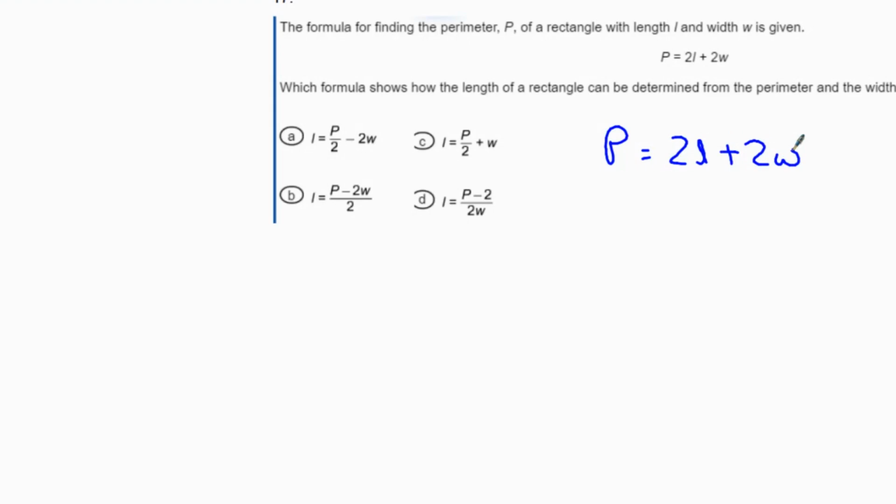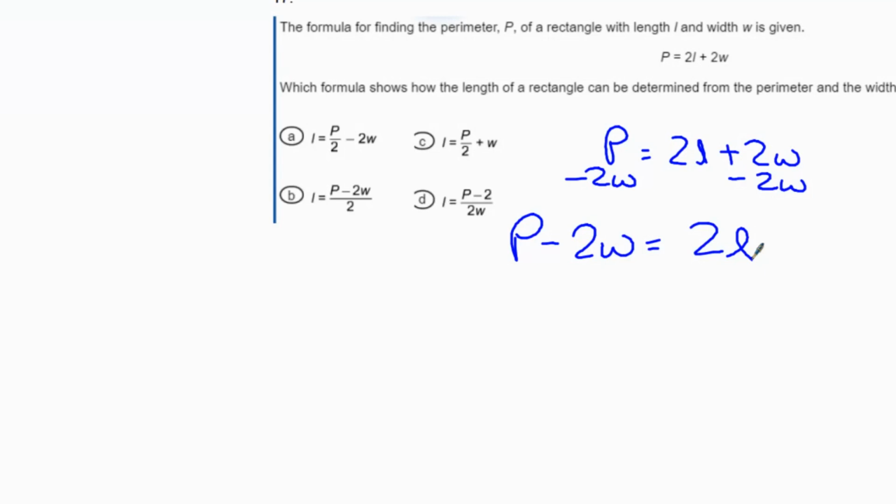Right now that L is stuck to the 2. I want to undo what's happening to the 2L: we're adding 2W. I want to do the opposite and subtract 2W on both sides. That gives me P minus 2W equals 2L.